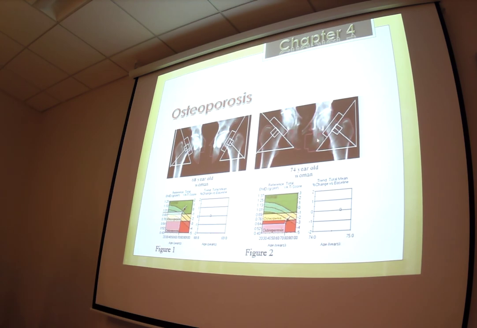So here are images of a DEXA scan. Kind of shows how they do their measurements. They have the ROI boxes, and then it gives them a value for each of these, and calculates it to see where they would be. So this is a 68-year-old woman. You see her value is right up here, so she is in the normal range. 74-year-old woman, her value here, so she is in the opposite direction.